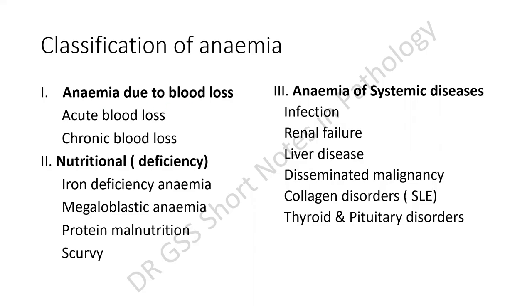1. Anemia due to blood loss. It can be an acute blood loss. The patient has met with an accident or undergoes a major surgery, etc. Chronic blood loss, as in a female with menstrual bleeding.